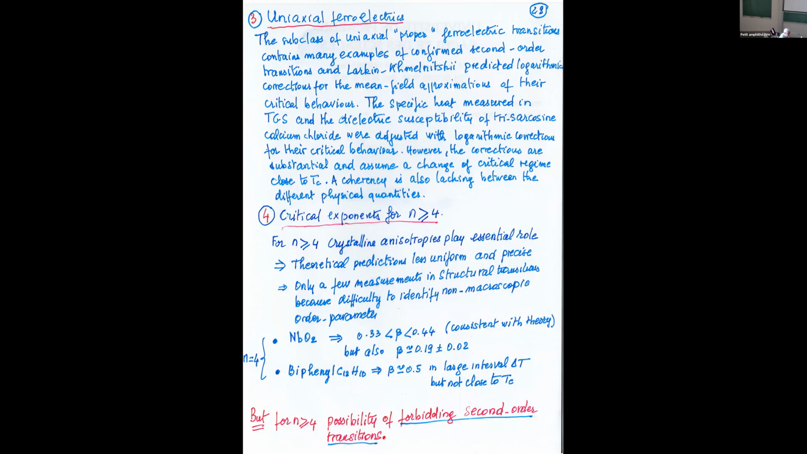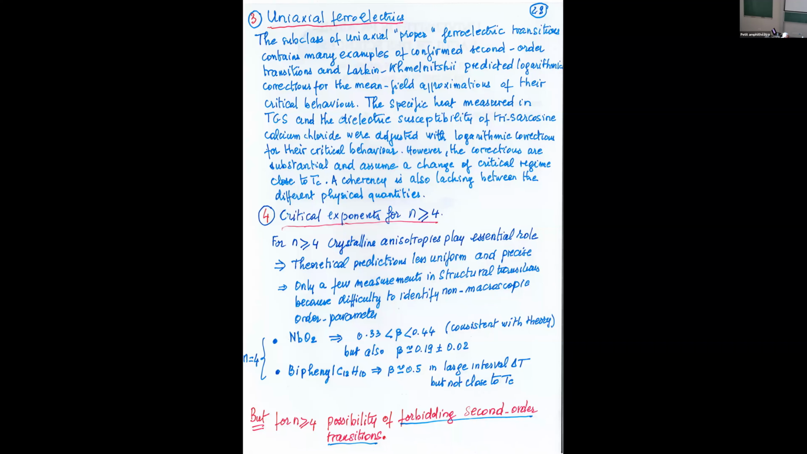Now, at some moment, because uniaxial ferroelectrics are full of second-order phase transitions, they have also been extremely well studied, so we know that we have really second-order phase transitions. And so people tried to predict something for uniaxial ferroelectrics, but unfortunately, we don't have many results. Only TGS, and only another material, trisarcosine calcium chloride. There were attempts to adjust the obtained result with some logarithmic correction.